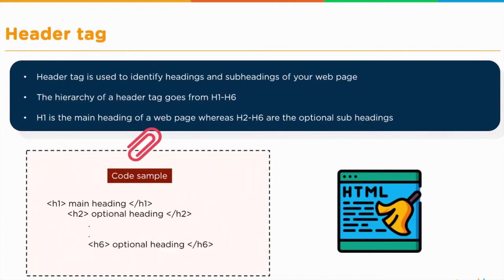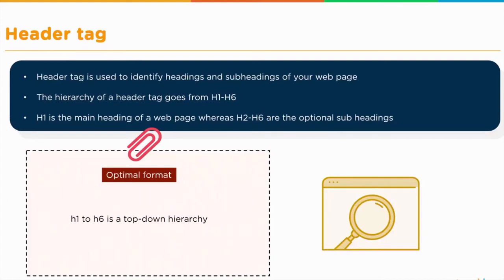So if something's an H2 or an H6, you're basically telling Google or the other search engines, this is not as important as, say, an H1.